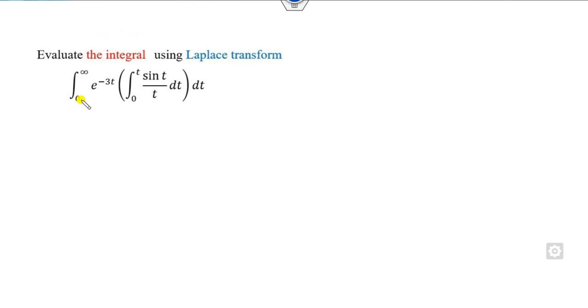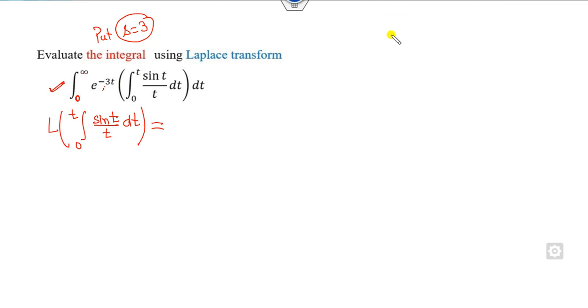Okay, now look at that. You can see this integration starts from 0 to infinity, so I can apply the same rule here. Again an exponential term is present, so at the end I can substitute s equal to 3. So I need to find first the Laplace of this remaining quantity. Fine, this is your target.